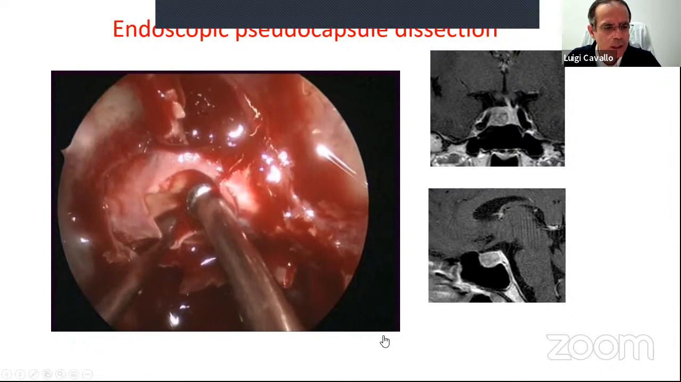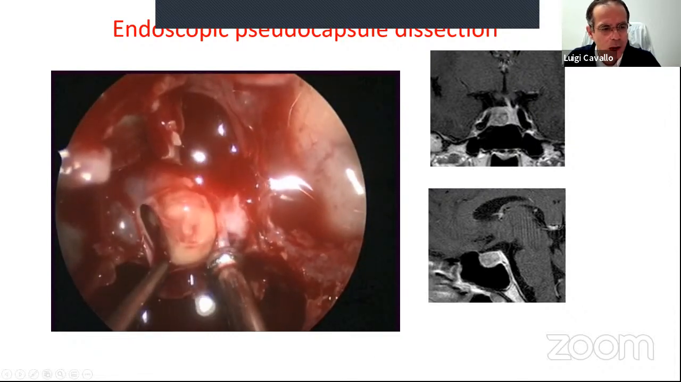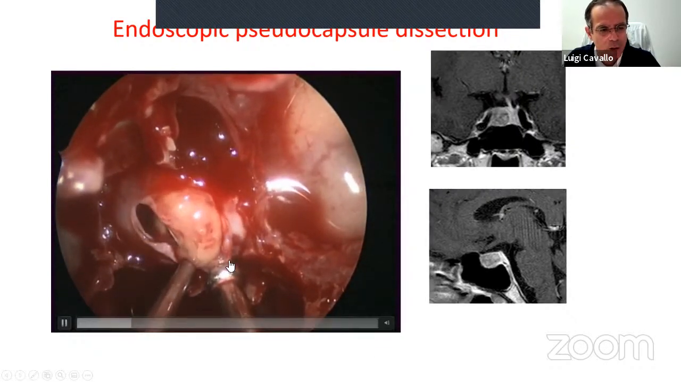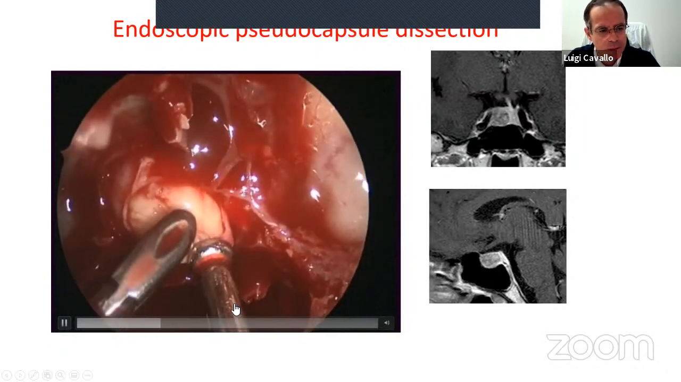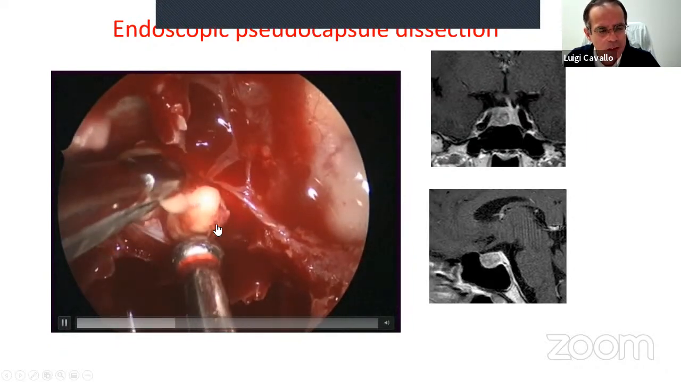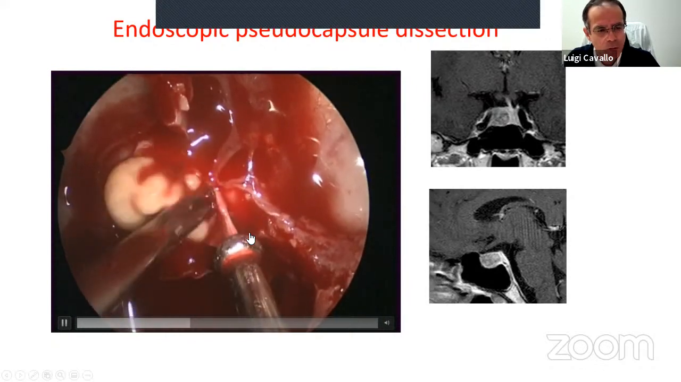Not so frequently it happens, but if you have a good plane and you have a not soft tumor, you have sometimes the chance to do this sort of pseudocapsule resection.